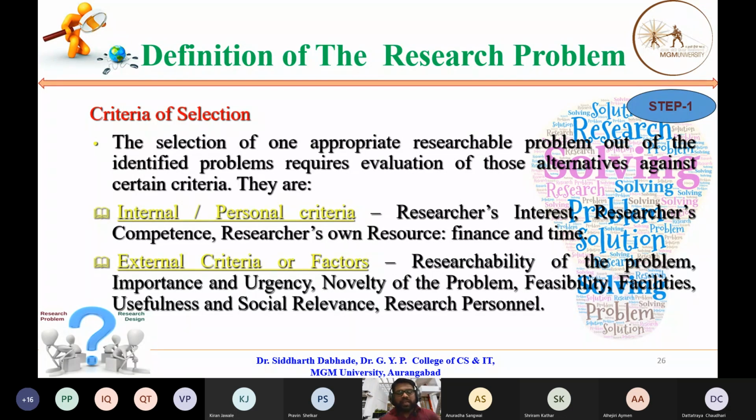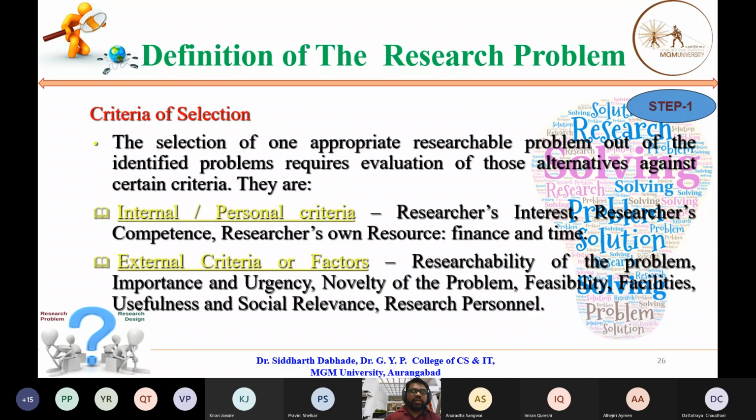Okay, external criteria or factors. Whenever you are trying to decide your research problem, you always depend on external factors, on external agencies. So before starting your research work, you need to communicate with that particular agency to provide their primary or secondary data for your research work. It is a very important one. The novelty of your problem should be there, along with visibility, facility, usefulness, and social relevance.